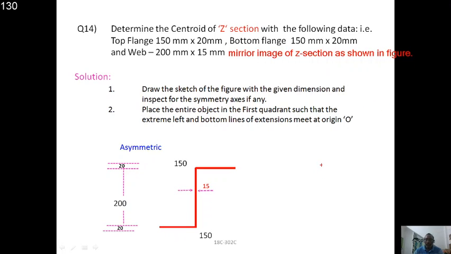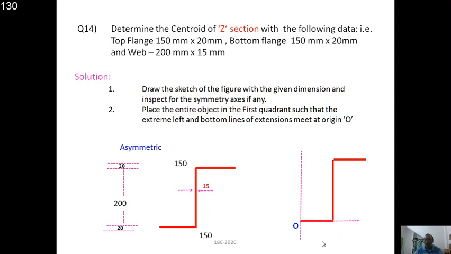Then locate the total object in the first quadrant and solve for the centroid using the analytical method procedure. That means we obtain the x1, x2, x3 values and y1, y2, y3 values from the origin.